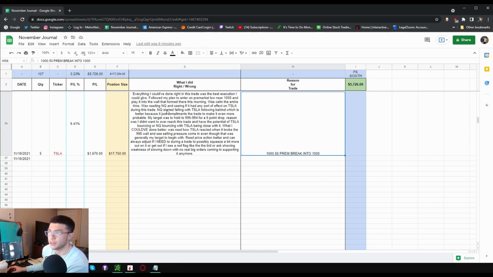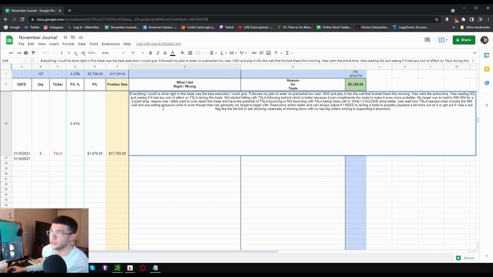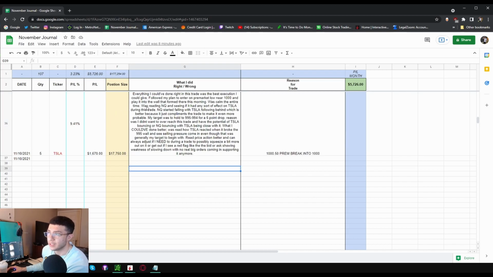But I already threw my entry in here, so I'll go over with you guys what I did during this trade. All right, so for this journal entry, I said everything I could have done in this trade was the best execution I could give. I followed my plan to enter on a pre-market low near 1000 and play it into the wall that formed there this morning during pre-market.